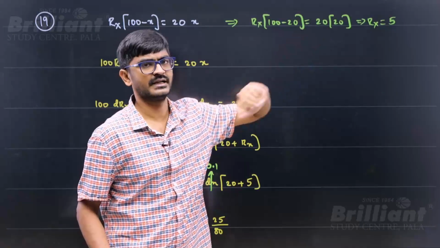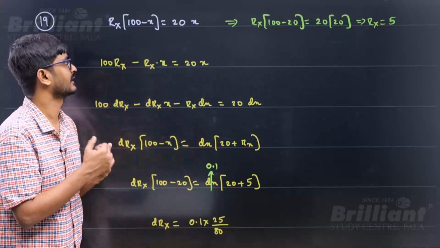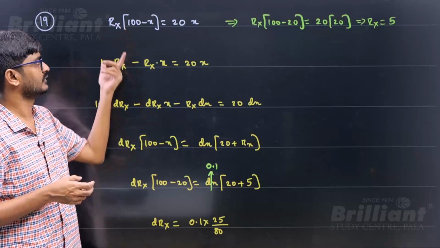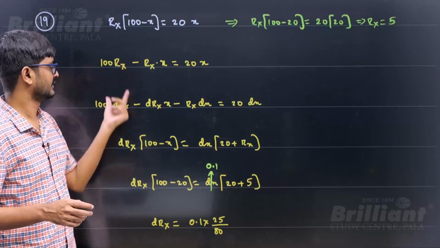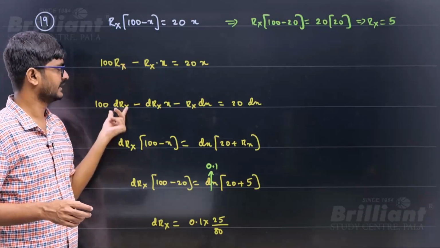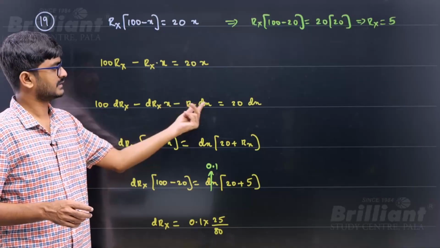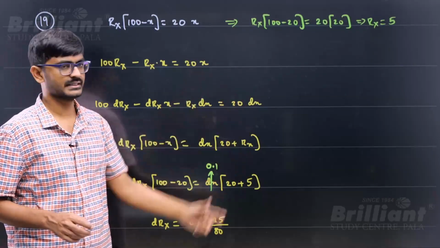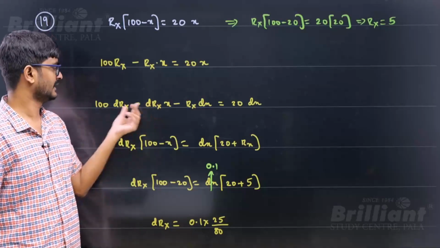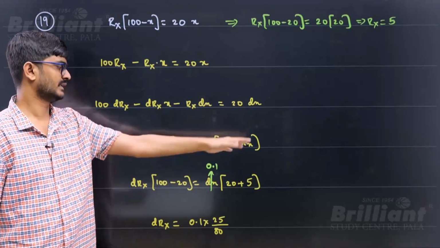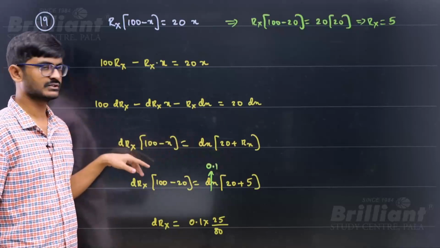When you substitute, you will be getting Rx as 5, but you need to find the error. Whenever you want to find the error, you differentiate it. When you differentiate it, you will be getting dRx. This is the UV rule: dR into x, Rx into dx. This is again dx. So there are two terms, like dRx and dx. Bring dx to one side and dRx to the other side.